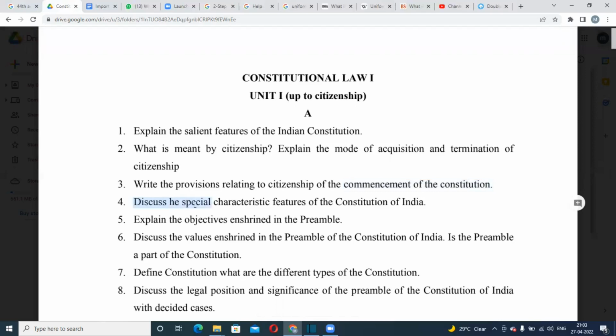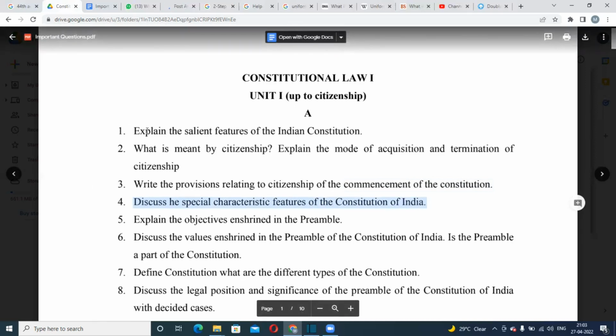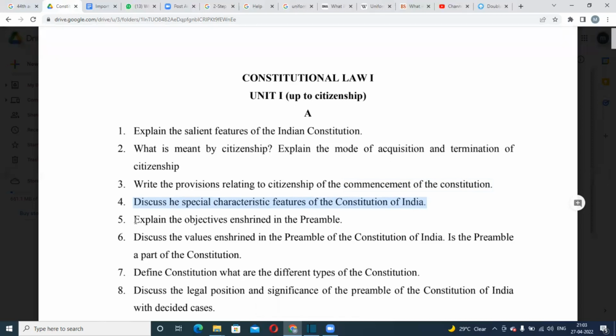Discuss the special characteristic features of Constitution of India. Now, if you see question number 4 and 1, they are similar. So there might be repetitions here and there as well.